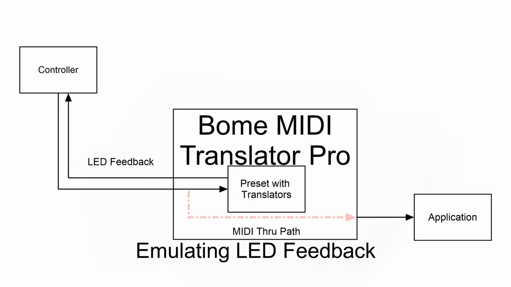Here is a block diagram of what we'll be doing. The MIDI through path will be allowing all MIDI to pass through to your application untouched. We will use a translator to modify the LED feedback to toggle the LED on the MIDI controller.